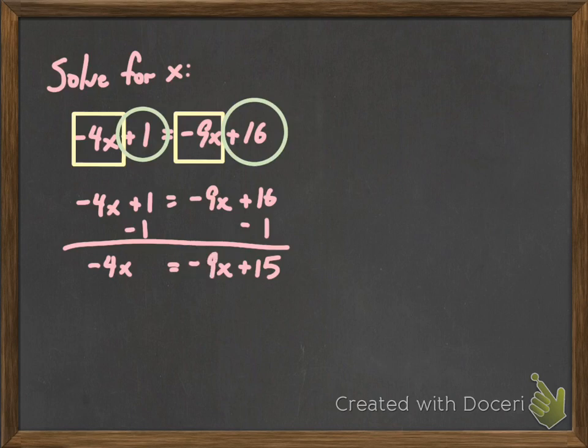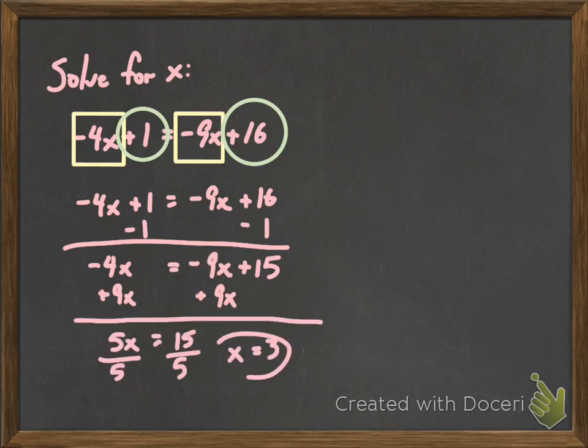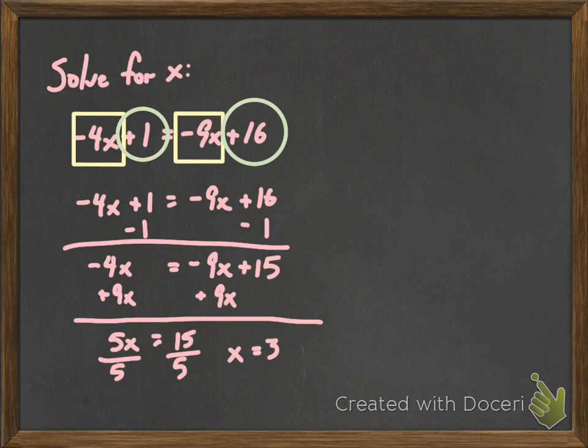Well, I could subtract a negative 9x, right? That's what we think about when we're removing: subtracting. Well, if I'm subtracting a negative, that's just adding. So add 9x to both sides and you are left with 5x equals 15. Then we just have to divide both sides by 5 and you get x equals 3.